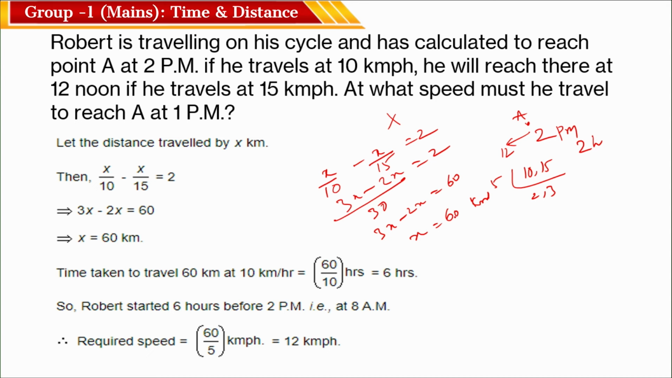The time taken to travel 60 kilometers with the speed of 10 kilometers per hour means that t is equal to 60 by 10, which is 6 hours. So, he reaches the point A at 2 o'clock, correct.